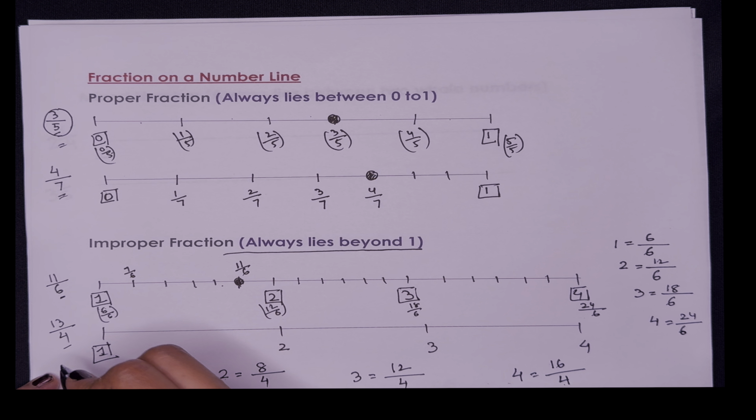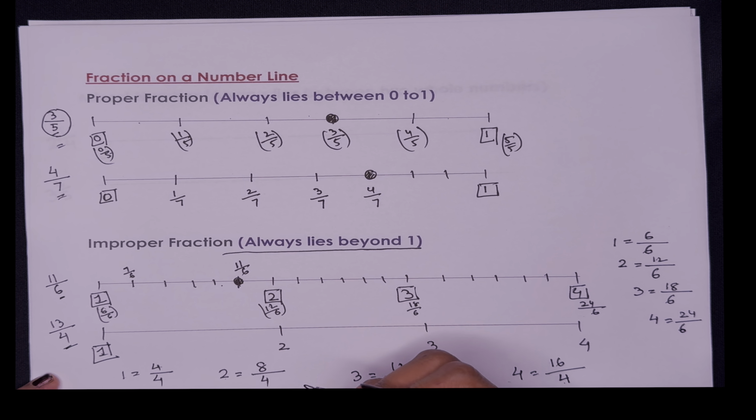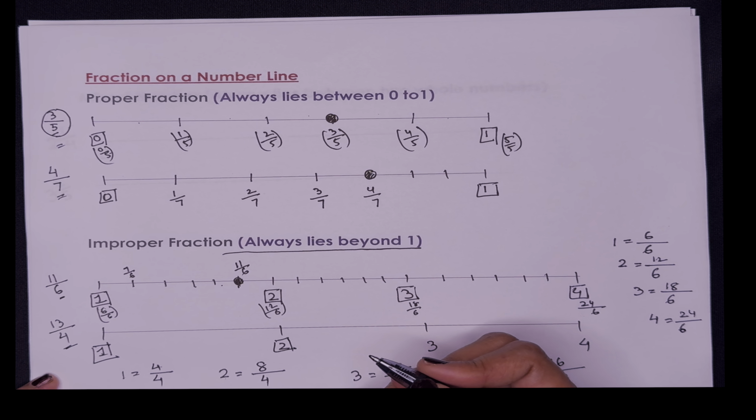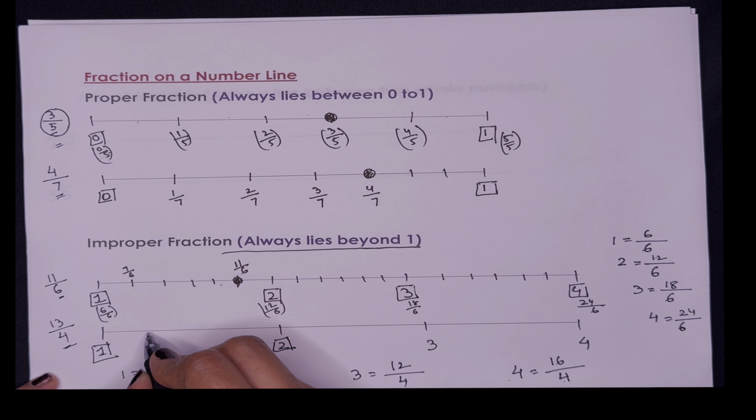So now let's see, 4 is the denominator. That means between 1 and 2, 4 equal parts. Again, if we put 3 lines in between, that gives us 4 equal parts. 3 lines in between 1 and 2. 3 lines in between 2 and 3. 3 lines in between 3 and 4.